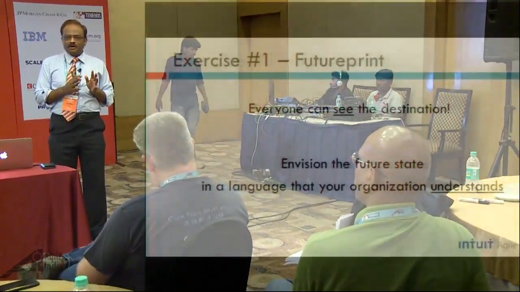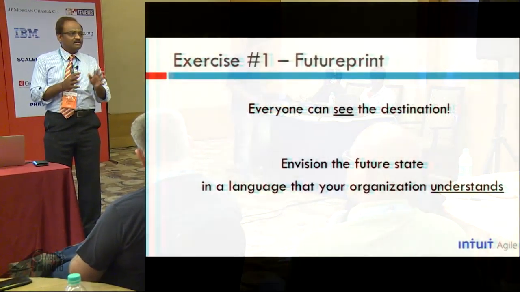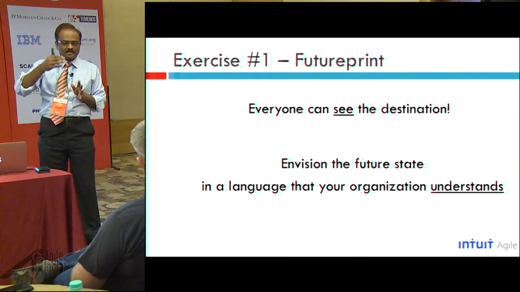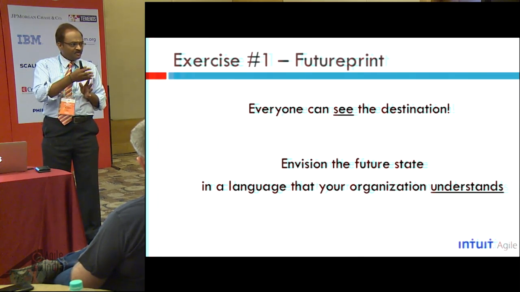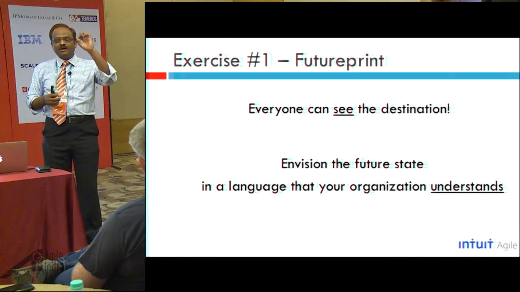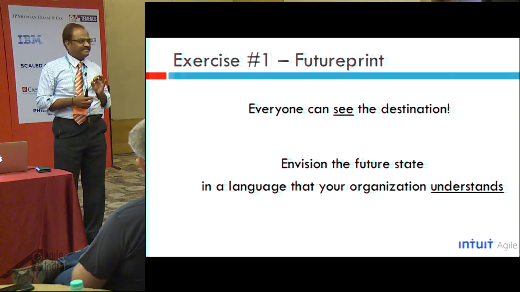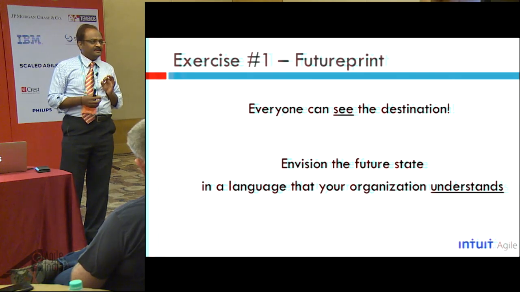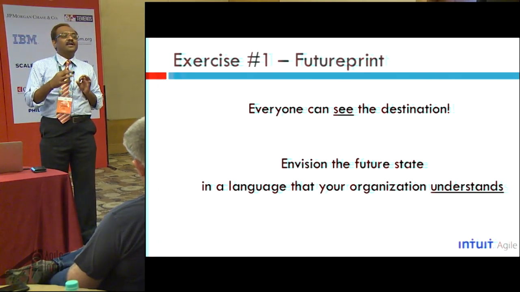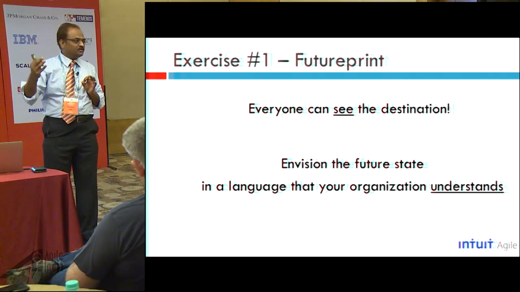Okay, so this is what we want to do. Think about what is the current scenario in your organization where the organization is not agile, or what is the future scenario? So basically define the current scenario, the future scenario, and then write a one-liner that explains this shift from current to future.